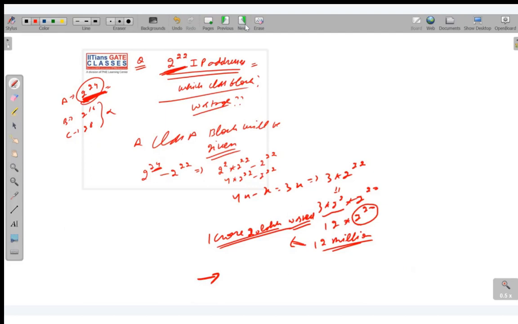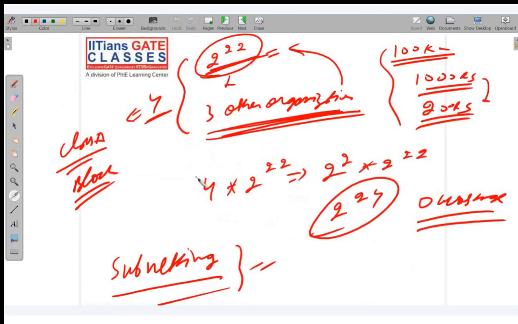Okay. Next point, this sharing process is known as subnetting. So how must all these organizations need 2 power 22 IP addresses? Your need is 2 power 22, so you have to search for 3 other organizations which also need 2 power 22. So 2 power 22.